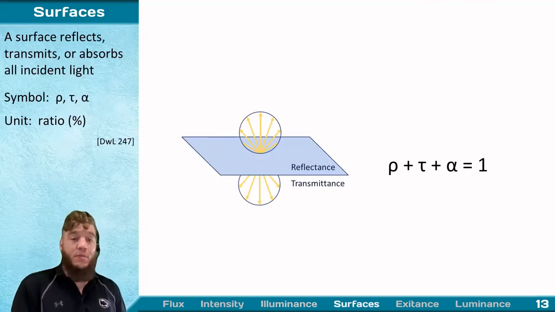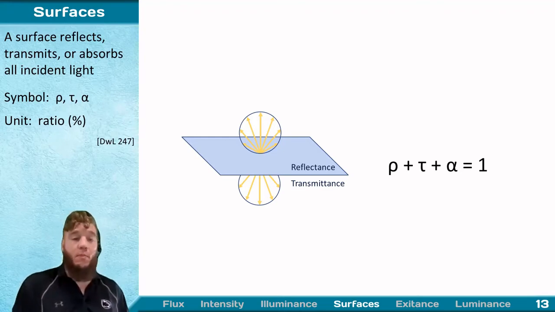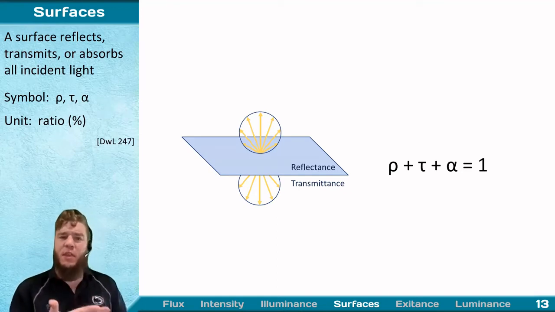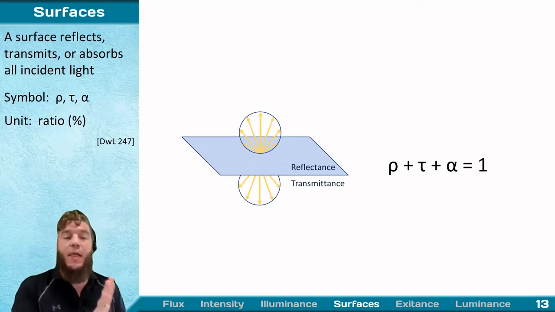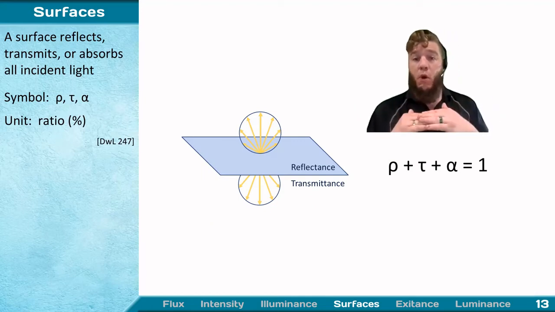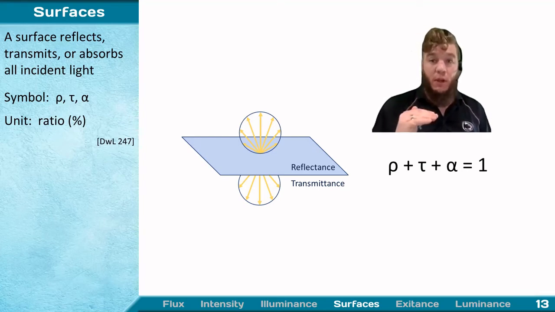So let's talk about surfaces then. There are 3 ways that light can interact with any surface. It can reflect, transmit, or absorb. Those are essentially the only 3 common options, though there are some fancy things you can get into, fluorescence or phosphorescence. That's not what we're talking about with our equations of photometry. We're talking about just the basics of reflectance, transmittance, and absorptance, or rho plus tau plus alpha, which is always going to equal 1 for ordinary surfaces.